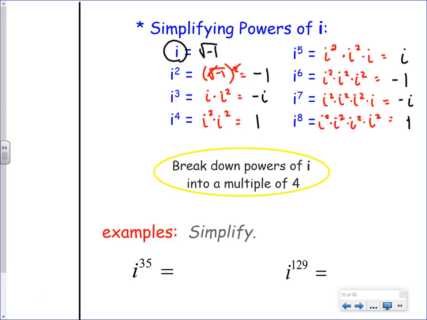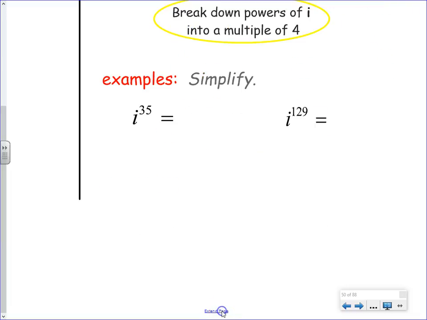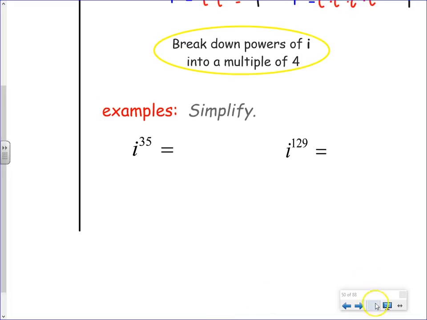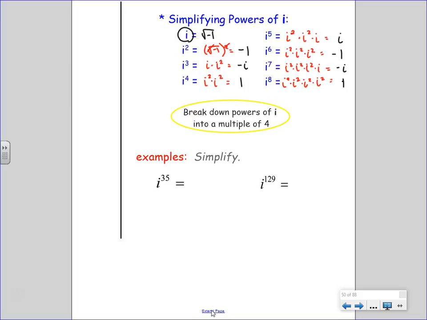Let me show you another way of doing it without having to write all of these i squareds and i's. Sound good? Let's go to i to the 35th, but I don't really want to write i squared, i squared, i squared, i squared. If it repeats every i to the 4th, what we need to do is figure out how many 4s are in 35. How many 4s are in 35?